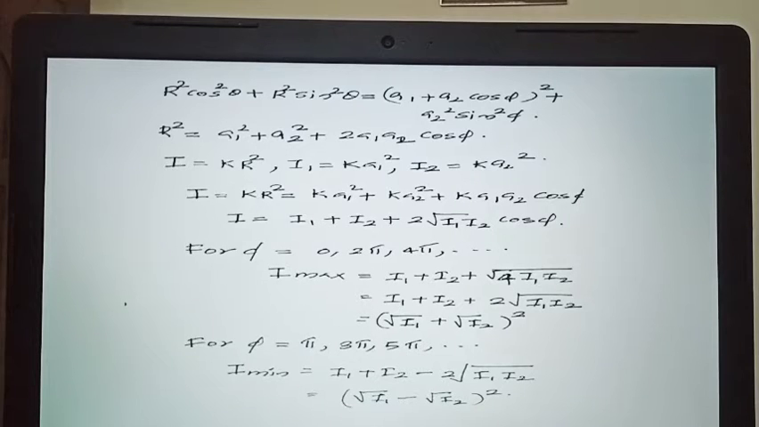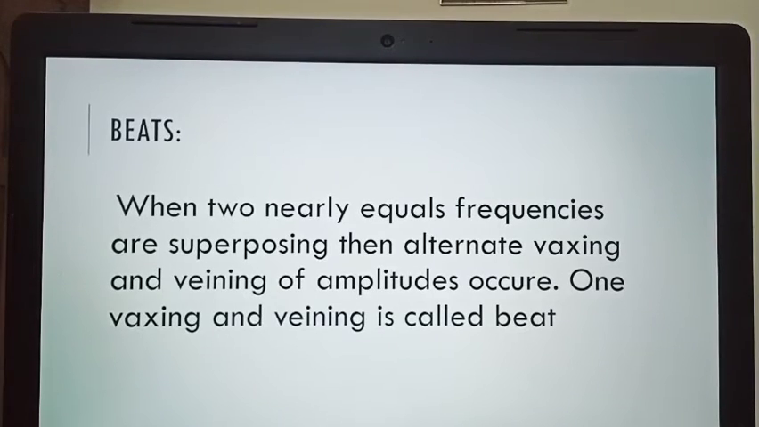Interference of sound leads to the formation of beats. For beat formation also there are some conditions: the amplitudes should be nearly equal and the frequencies nearly matching. That means there is very little difference in the frequencies of the superposing sound waves, and only then do we get beat formation. And what is a beat? When two sound waves of nearly equal frequencies are superposing, alternate waxing and waning of amplitude occurs. That means the intensity becomes alternately high and low, and one waxing and waning is called one beat. As the beats form, they get repeated.